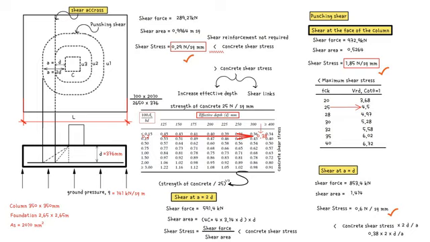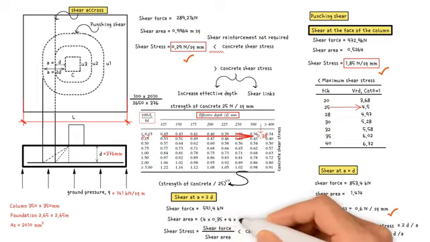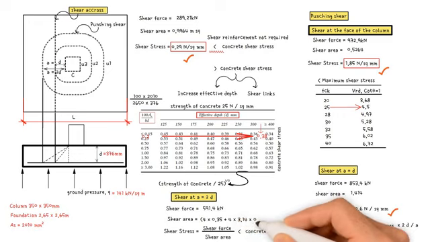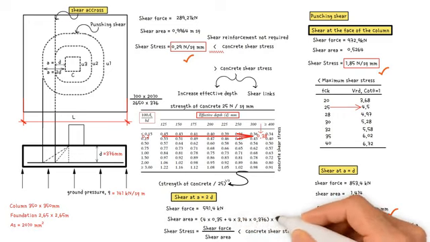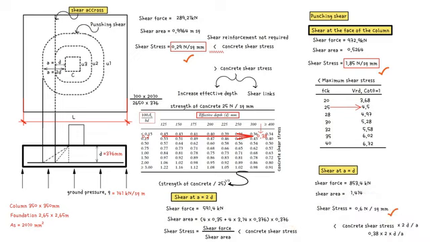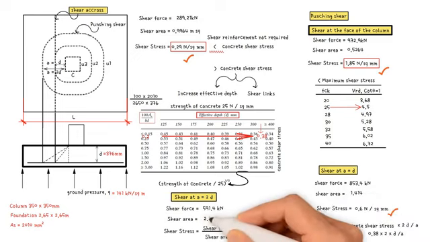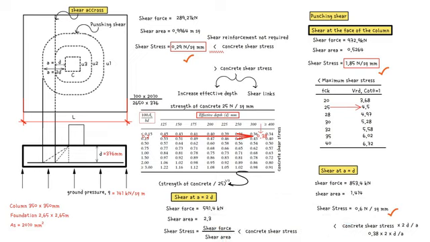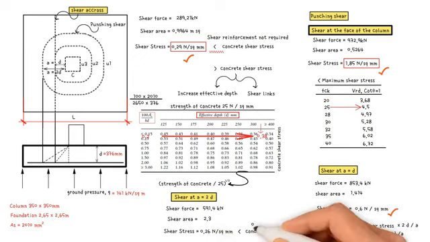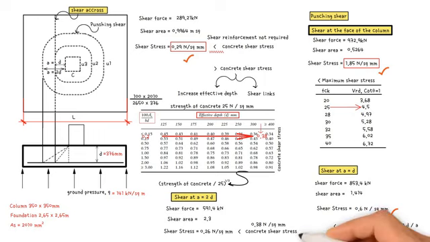times effective depth, which is 4 times column width 0.35, plus 4 pi times effective depth 0.376, times effective depth 0.376. This gives us a value of 2.3. Therefore, shear stress equals shear force divided by shear area, which is 0.26, which is less than the concrete shear strength 0.38 newton per square millimeter. Hence, no shear reinforcement is required.